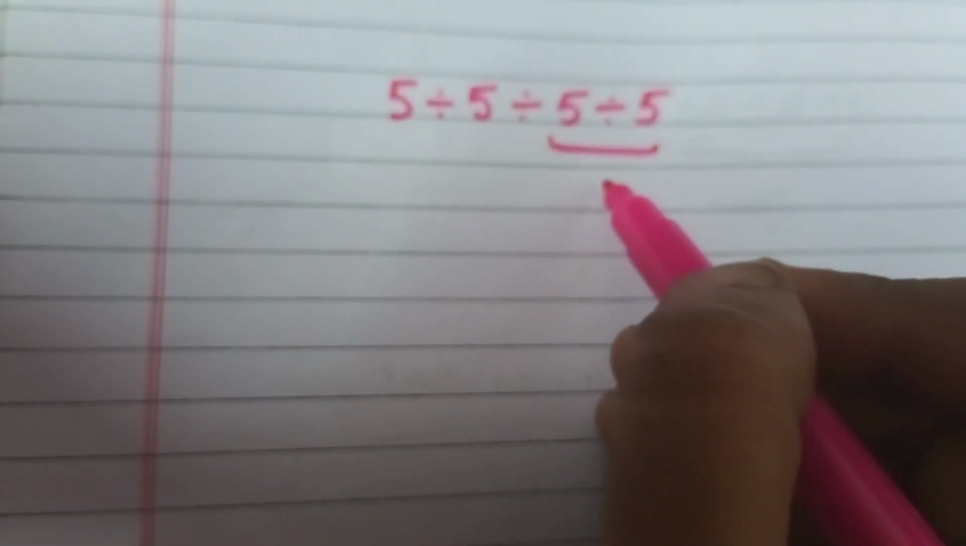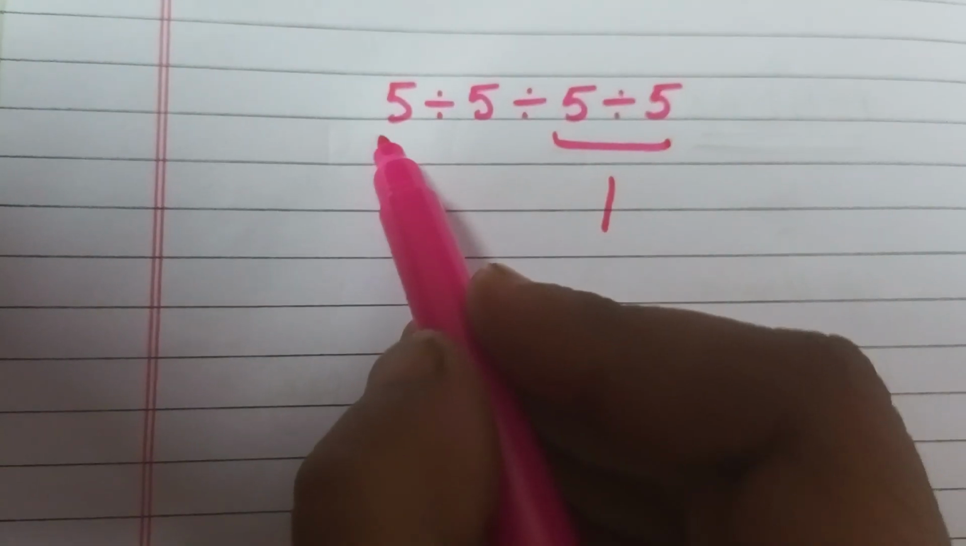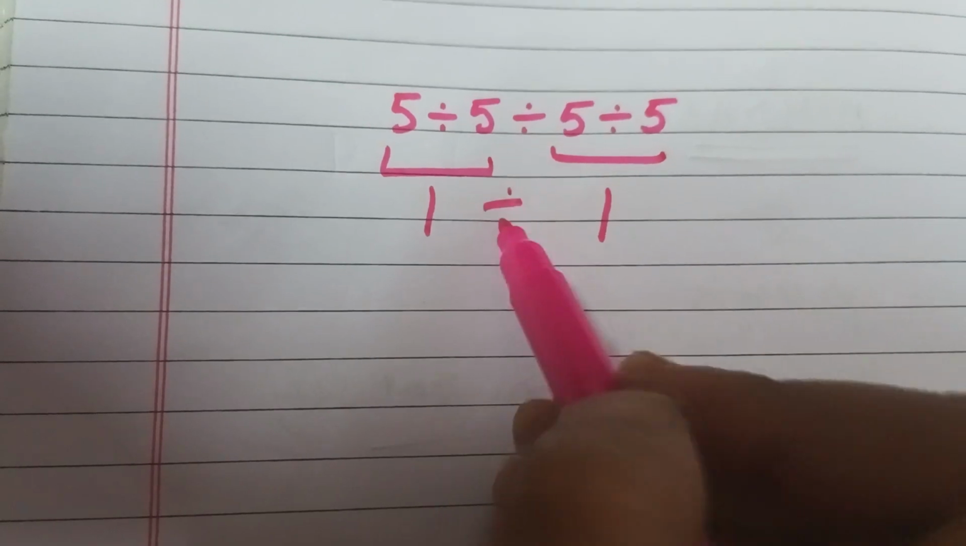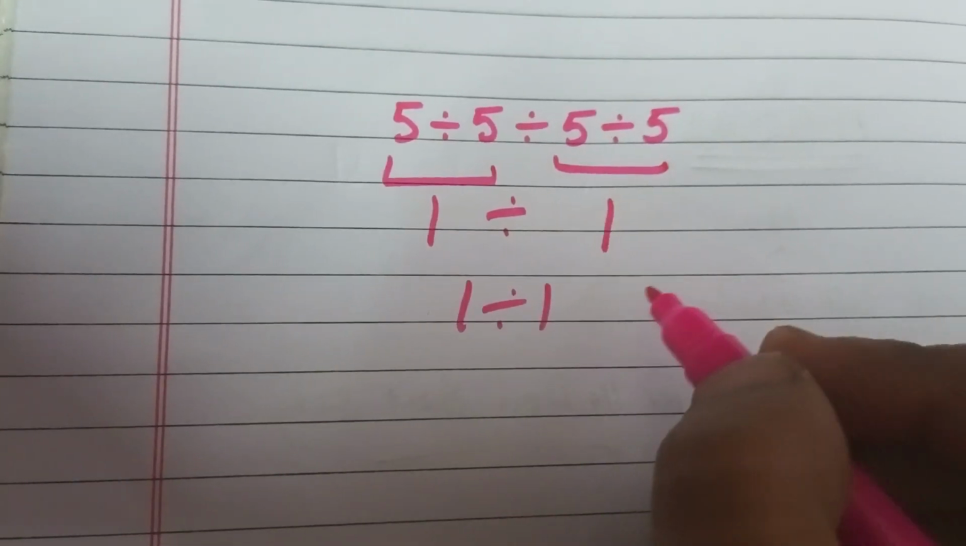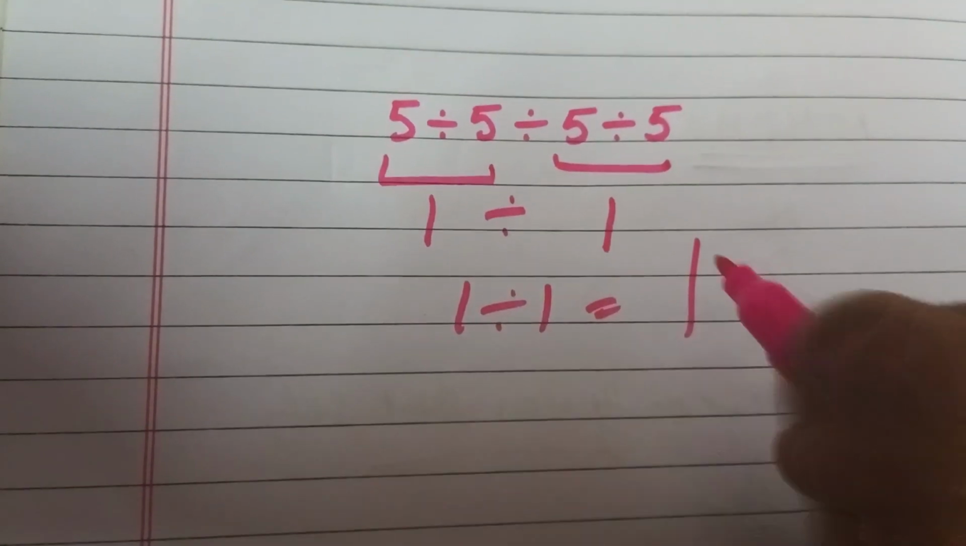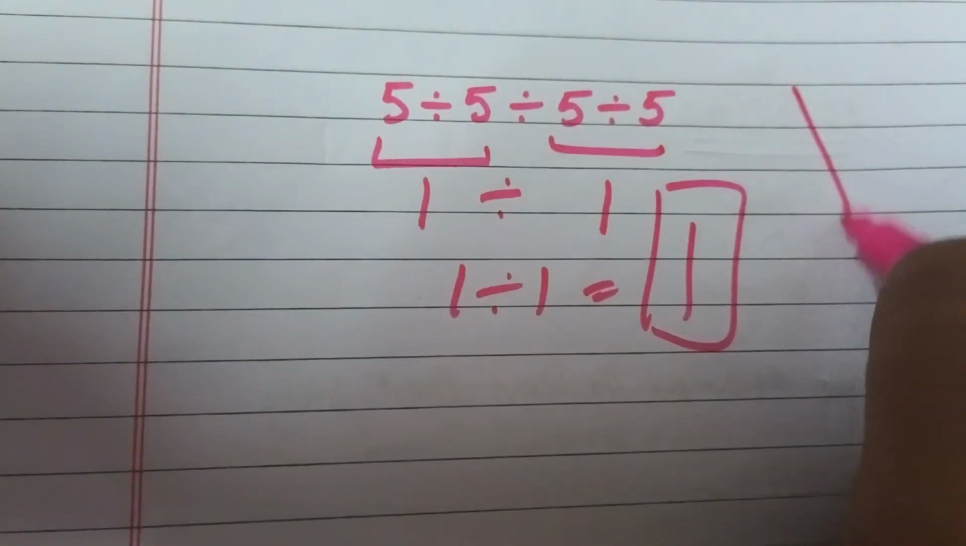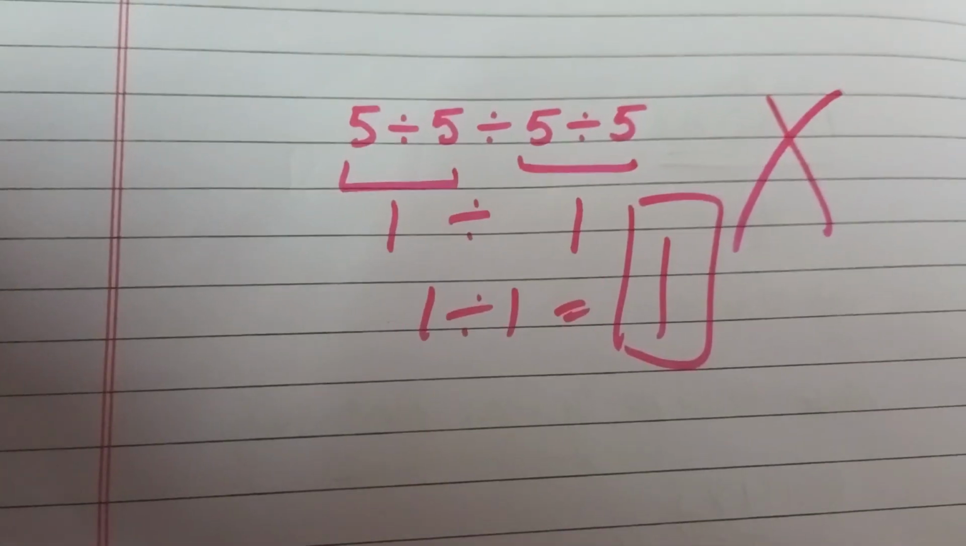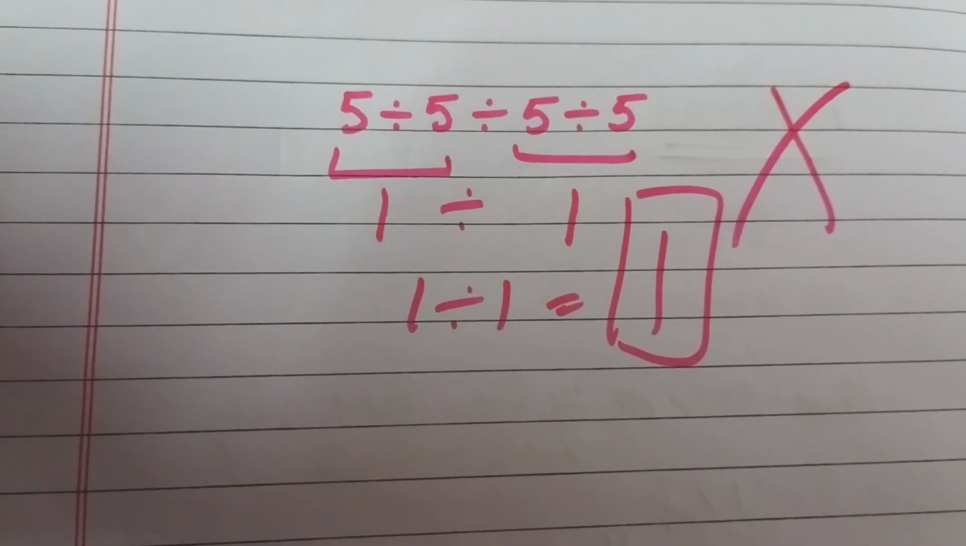5 divided by 5 is 1 and 5 divided by 5 is 1 and 1 divided by 1 is 1. Now if the answer is 1, this is totally wrong. Why wrong? Because we have to follow PEMDAS here.